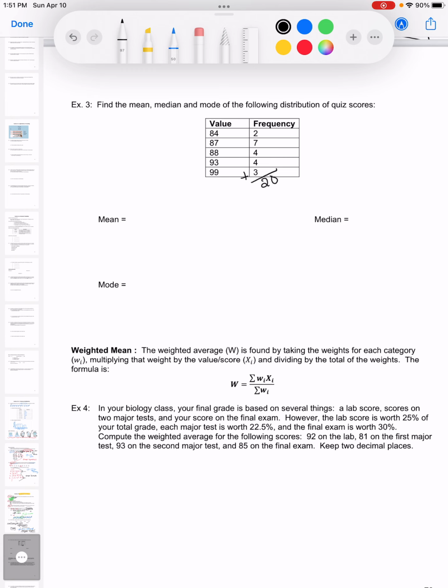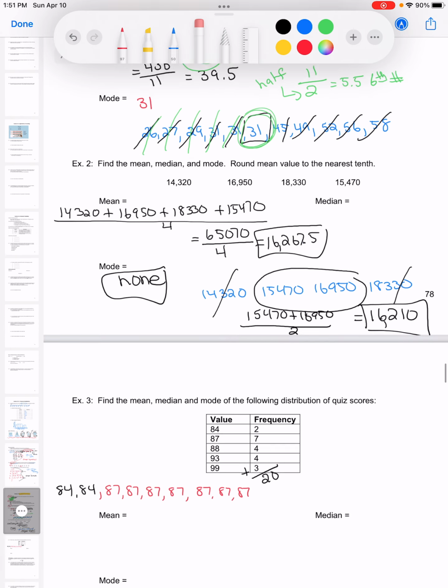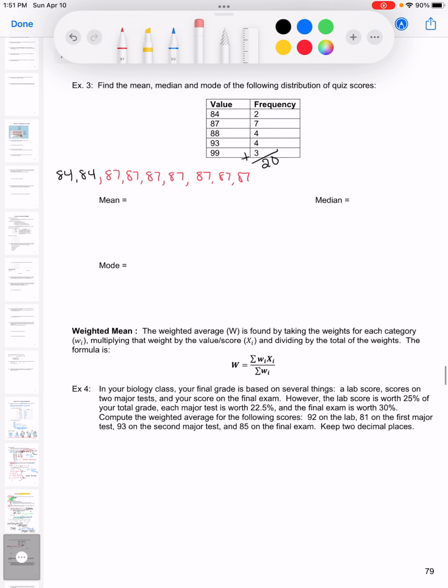And the list, I'm not going to write the whole thing out, but it would start with 2 84s, and then it would have 7 87s, and then 4 88s, then 4 93s, then 3 99s. So if you wanted to, you could write out the list with all 20 numbers in it and work these problems, and they would work just like the problems on the previous page. However, there is a shortcut if you don't want to have to list out all 20. So I'm going to show you that now.